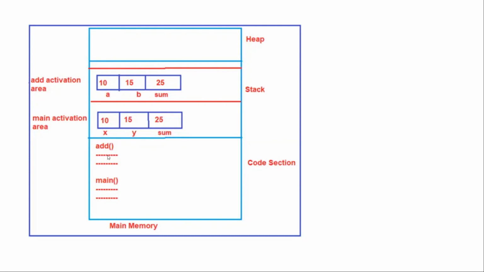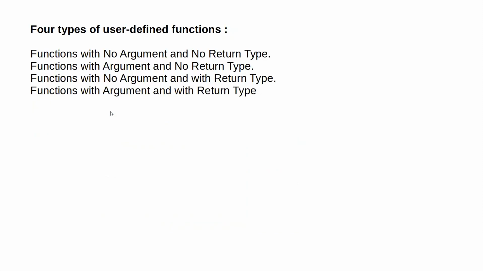And once you come back to the main function, these values will be erased from the main memory. So it's only during the execution of the particular method that the associated variables stay in the main memory. Once the invocation is done, it gets wiped out from the main memory. So any questions here? Okay. So remember, this is very important, guys.